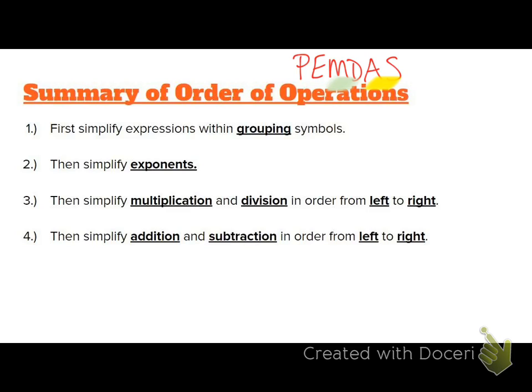So first we simplify within grouping symbols. So our old school way, P stood for what? Parentheses. So in general, grouping symbols. Usually they look like parentheses, sometimes brackets. The E, of course, stood for exponents. M and D happening at the same time from left to right, multiplication and division. A and S from left to right.